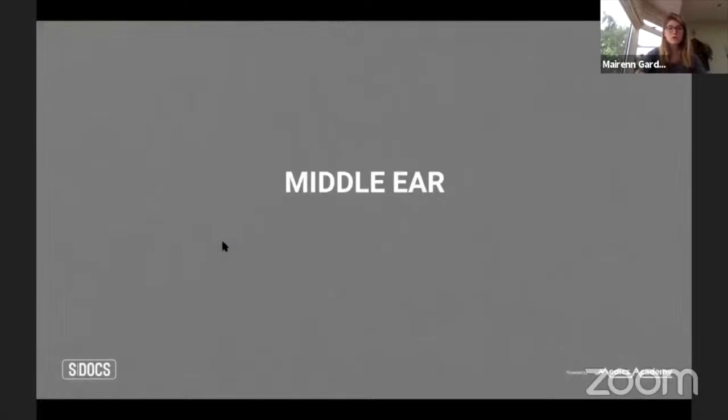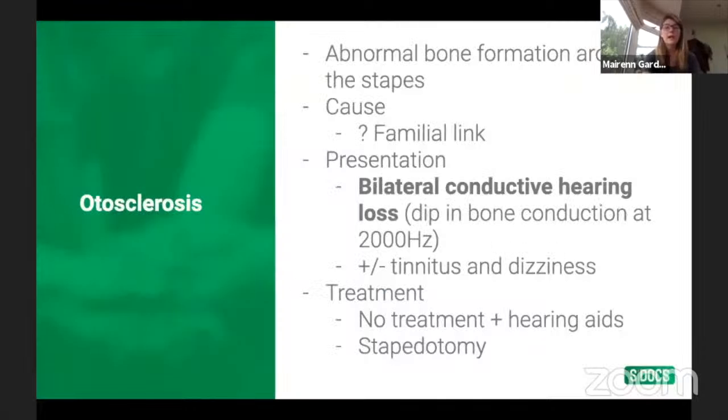Now going on to middle ear conditions. So again, both outer and middle ear will cause your conductive hearing loss. So otosclerosis. You've got your three middle ear bones, your ossicles, and one of them is the stapes.